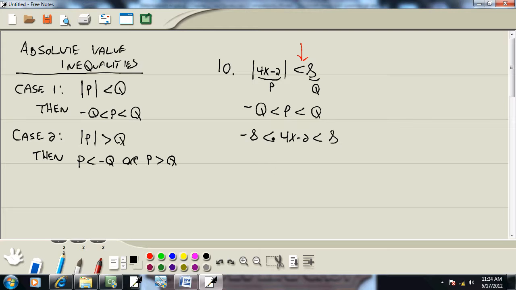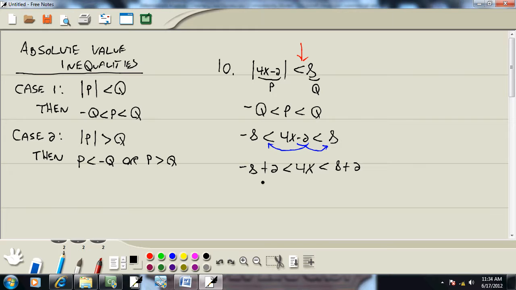Now this is our compound inequalities with three sides, and we want to get x by itself in the middle. So I'm going to take the negative 2 over the other two sides. Becomes a negative 8 plus 2. Anytime you take a number over, or anything across the inequality symbol, sign changes. So negative 2 becomes a positive 2.